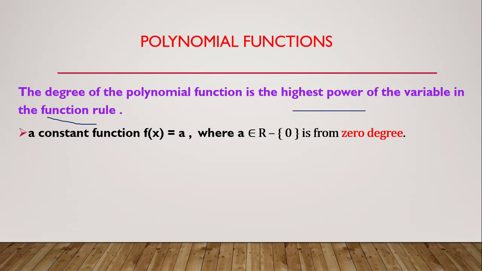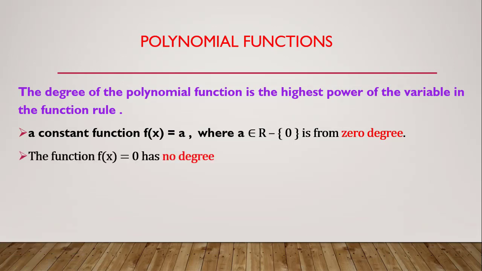A constant function here, for example, f of x equals a. This is a constant function because there is no variable here. a belongs to R minus 0. f of x equals a number, for example, f of x equals 2, f of x equals 3, f of x equals negative 1, or whatever, but except 0. Okay, so this polynomial function is of degree 0, as if you have x to the power 0. Imagine that you have here x to the power 0, so this is of degree 0.